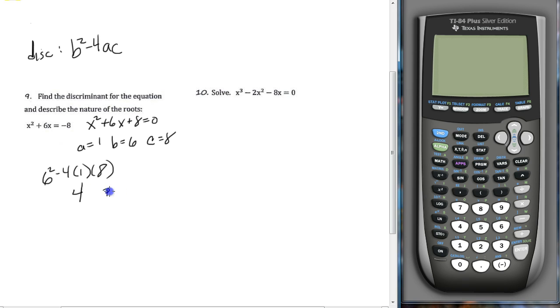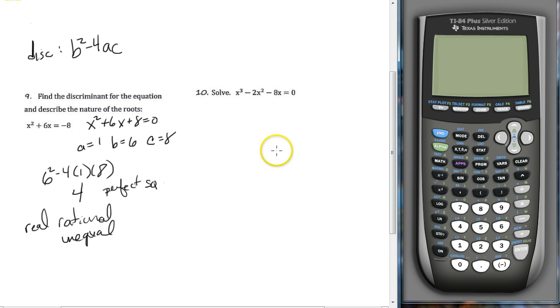4 is a perfect square. That's important because that means our roots will be real, rational, and unequal. Excuse me, unequal. That was bad. So the choices are: equal roots is a 0 for the discriminant, imaginary is negative, real and irrational will be non-perfect squares.